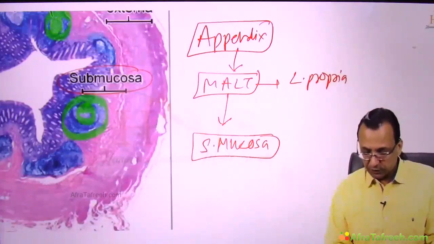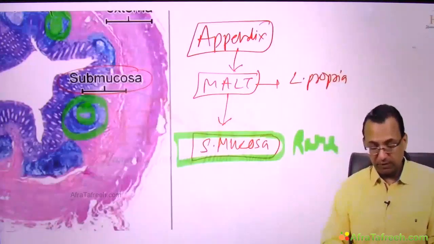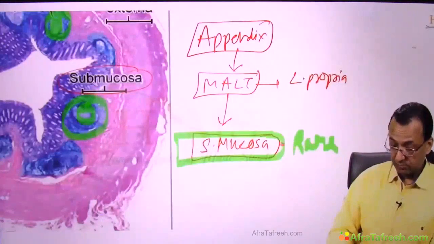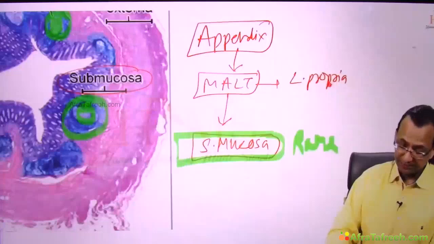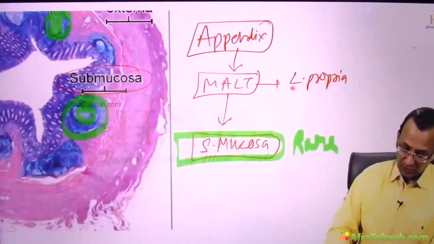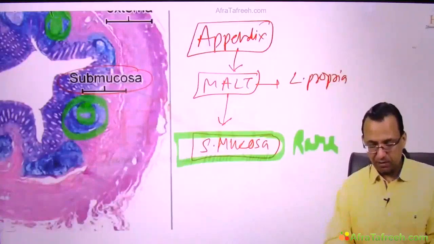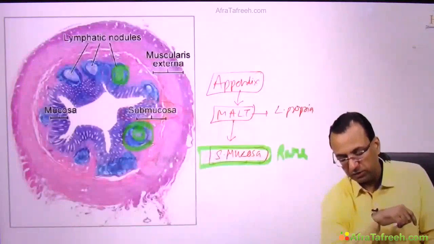Otherwise, it is rare to see the lymphoid tissue, MALT, in the submucosa. It is mostly restricted to lamina propria, mucosa region. Now, once you have mentioned that, the mucosa associated lymphoid tissue in vermiform appendix can be in the submucosa also.